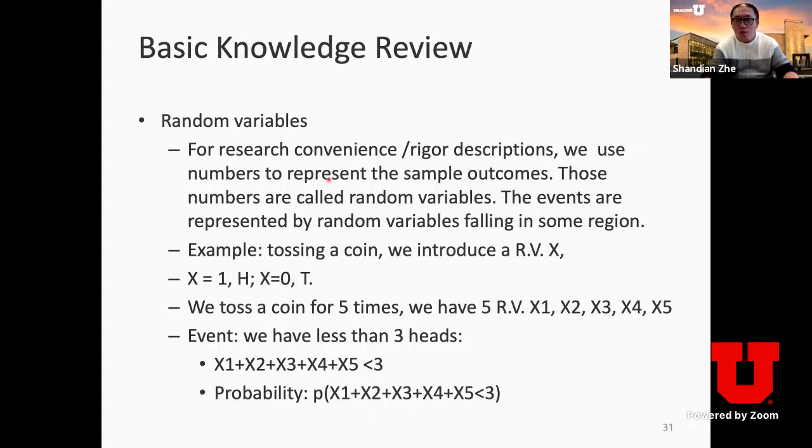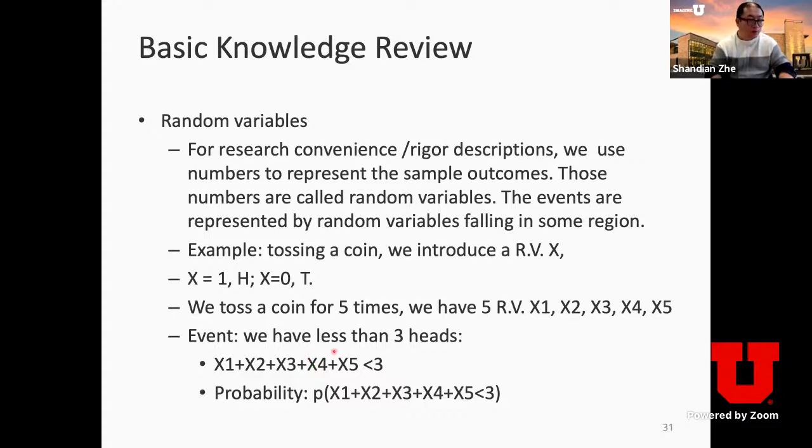But rigorously speaking, random variables are not just numbers. It's essentially a mapping from the original outcome space to some real space, and this mapping must be measurable, meaning the inverse image must be in some sigma algebra. But this is not required for everybody to know. At least we need to know why we introduce random variables, and how we use them in mathematical inequalities to represent all kinds of events.